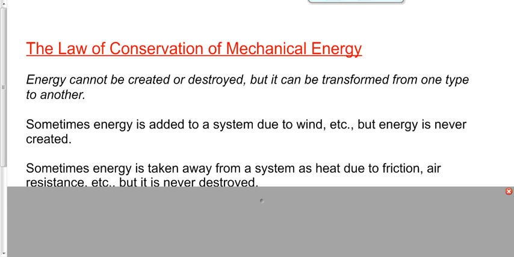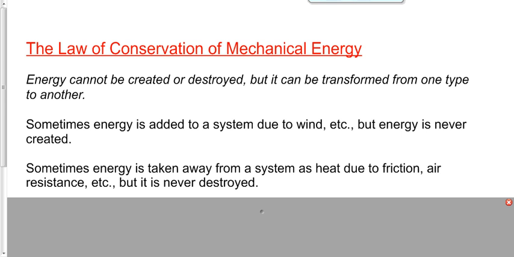Similarly, sometimes it looks like energy is taken away. Sometimes it looks like energy is destroyed, but it's not. You're driving down the highway in your car, and a deer runs out in front of you, and you slam on your brakes and come to a stop. Hey, energy wasn't conserved, right? Energy was destroyed. You had a certain amount of kinetic energy in your car, and now you have nothing, because you're stopped just short of hitting a deer. Energy was destroyed, but it wasn't destroyed.